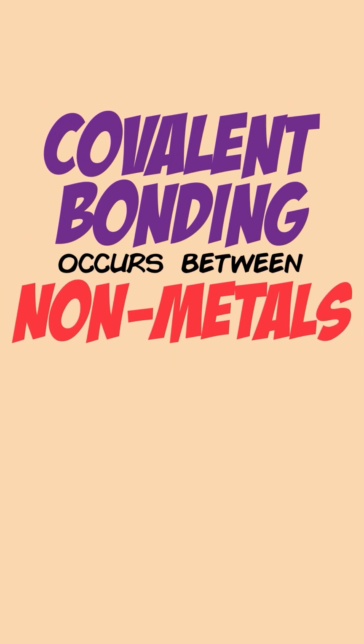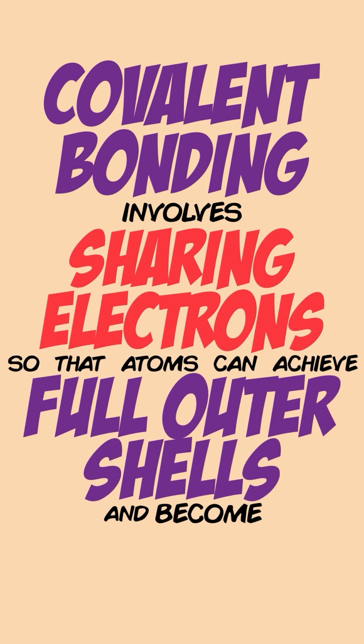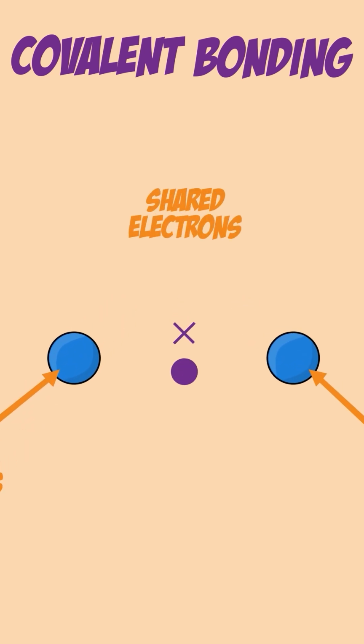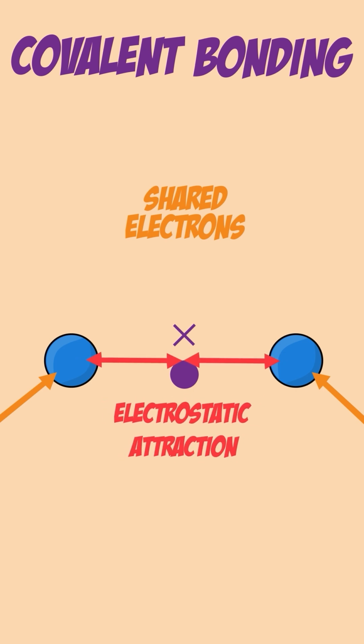Covalent bonding is bonding that occurs between two non-metals. It involves atoms sharing pairs of electrons so that they can achieve a full outer shell and become stable. These bonds form because the positively charged nuclei are attracted to the shared pair of electrons by electrostatic forces.